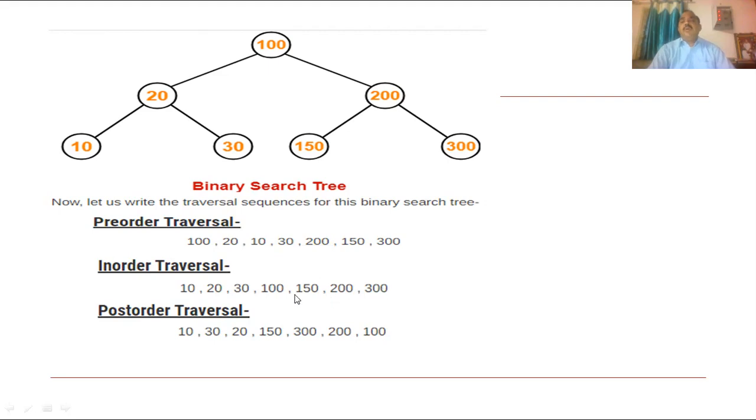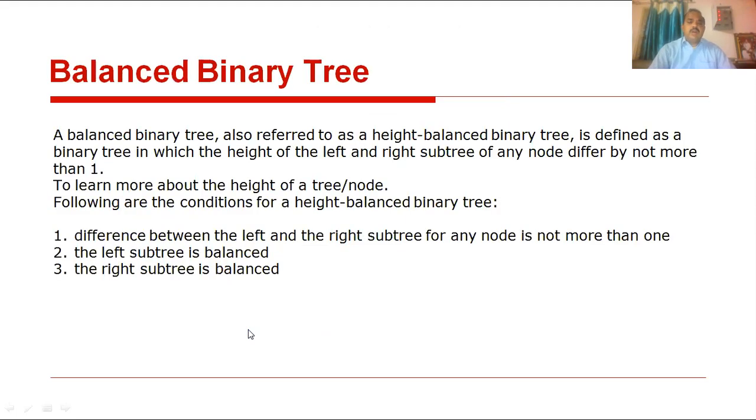Post-order traversal, what is the formula? Left, right, and root. That is post-order traversal. Here left 10, then 30, then root 20. Next one, left 150, then 300 and 200. Last one is 100. That is post-order tree traversal.